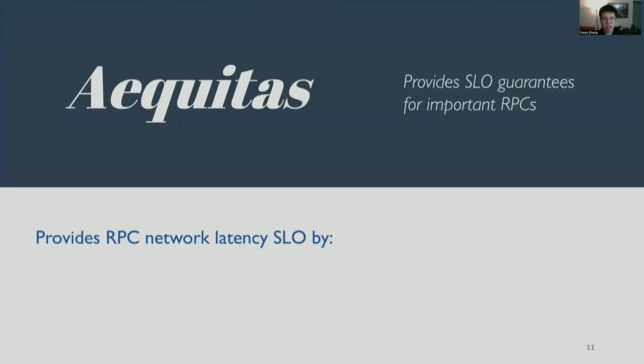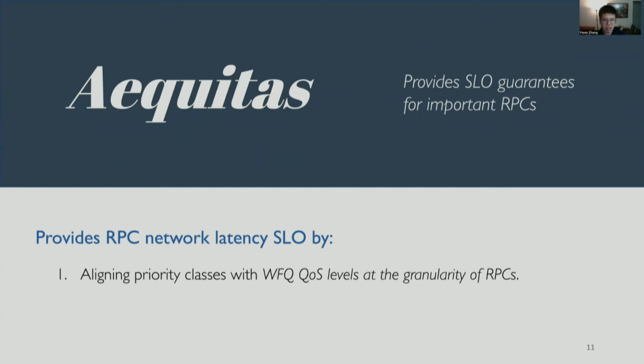At a high level, Aequitas achieves this key idea in a 2-step approach. First, it aligns priority classes with weighted fair queuing QoS levels at the granularity of RPCs. And second, it explicitly manages QoS-Mix by admission control.